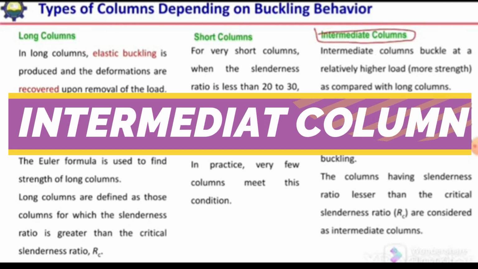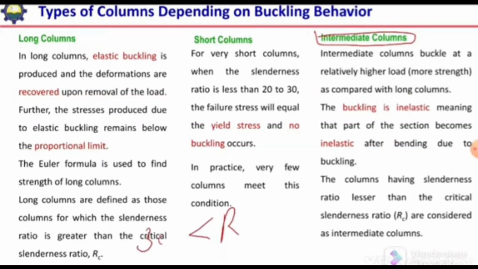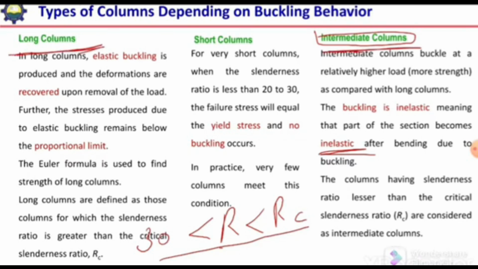In case of an intermediate column, R is greater than 30 or 20 but less than RC, the critical slenderness ratio. If R is between these two values, we can say it is an intermediate column. In case of an intermediate column, there will be inelastic buckling. Some portion of the section will yield along with the buckling. In this case, the load carried by the intermediate column will be somewhat larger than that of long columns, and stress will be close to the yield stress.